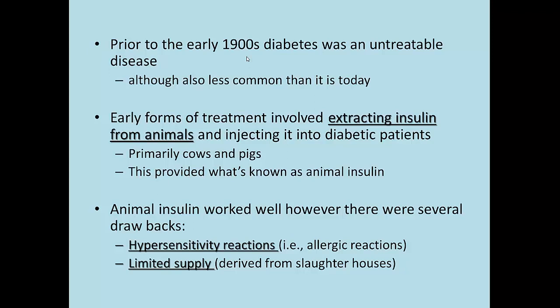And they would grind up the pancreas. And it turns out that animal insulin is similar enough to human insulin that you can extract it and inject it and get the same effect that you would have with human insulin, or a near effect. And it worked really well.